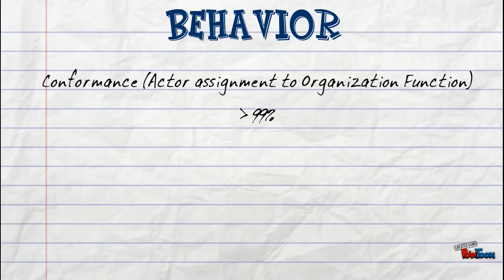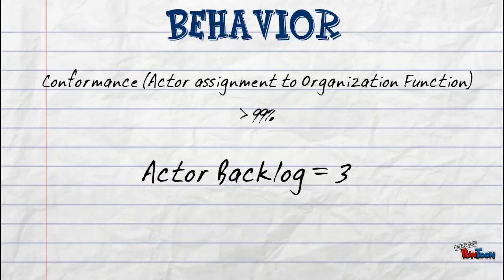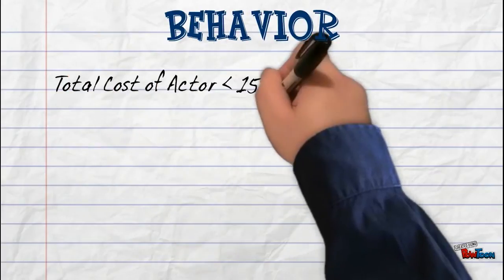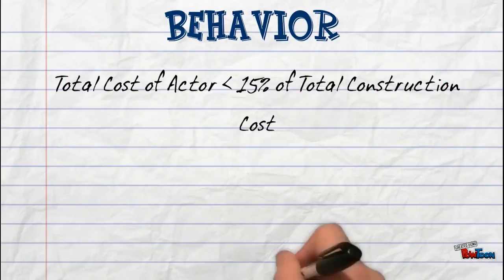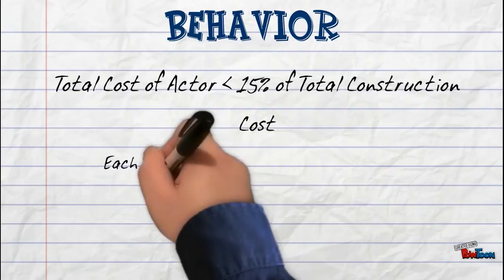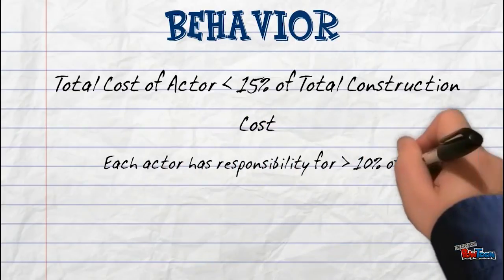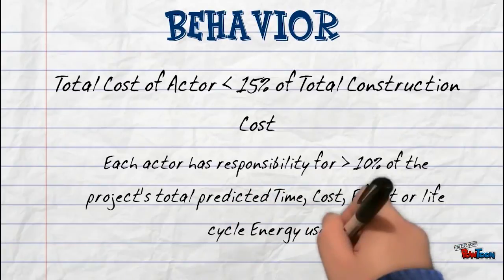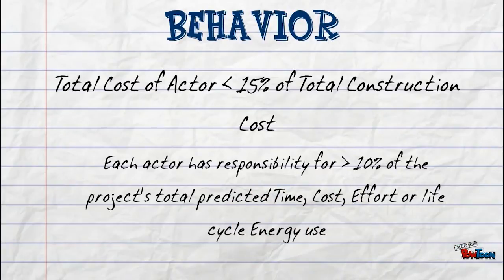For actor backlog, which is the workload that has not yet been finished, we expect they will only have a maximum of 3 actor backlog at every moment. We also suggest that the total cost of actors should be less than 15% of our total construction cost. We also hope that every actor will have the responsibility for at least 10% of the project's final predicted time, cost, effort, etc., as we encourage every actor to contribute.